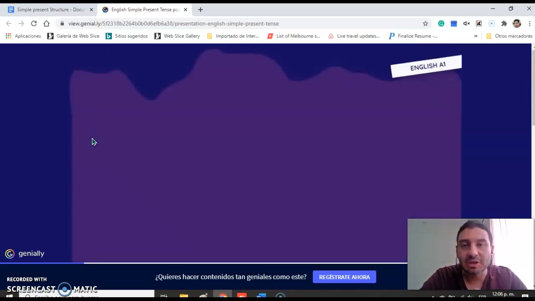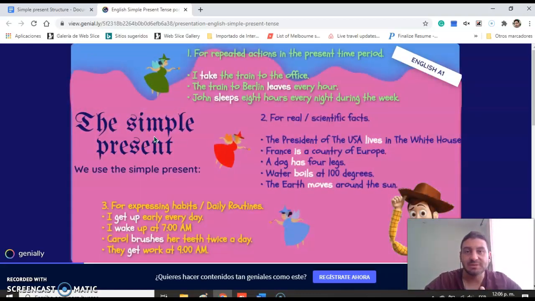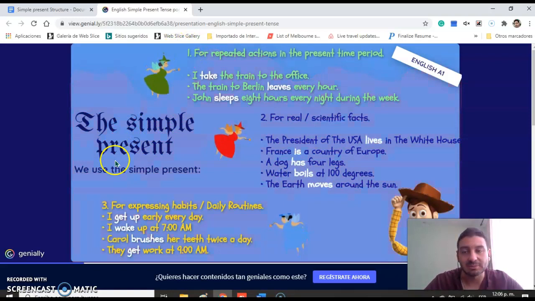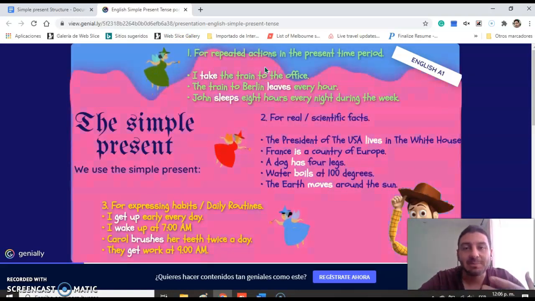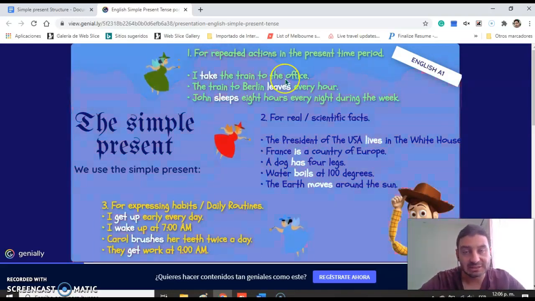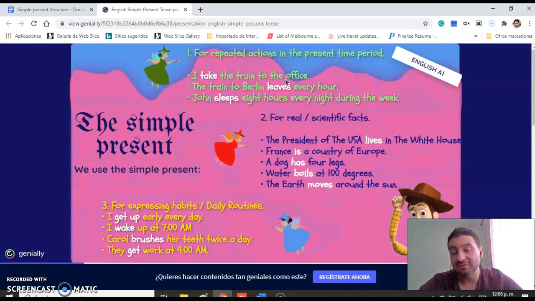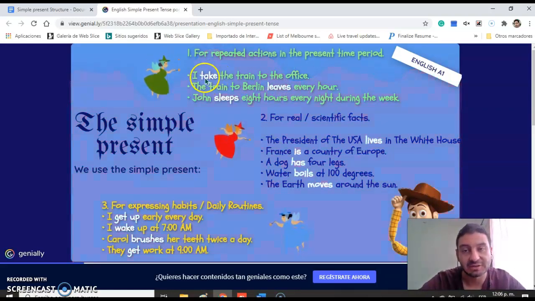So let's begin with the simple present. The simple present, my friends, has three main uses. Use number one, the most important use: repeated actions that happen again and again. For example, I take the train to the office. That means that every day, if you want to get to the office, you have to take the train. So I take the train to the office.